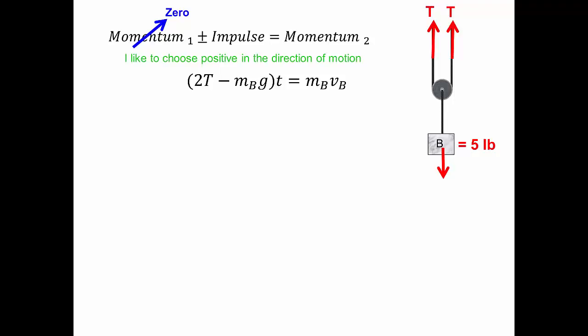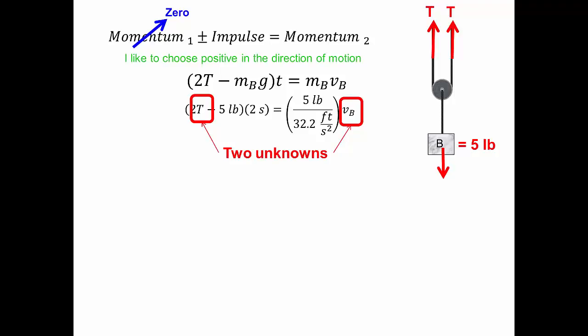So we have a final momentum of block B, which is the mass of B times the velocity of B. If I plug in what I know, I'm left with two unknowns, the tension of the cable and the velocity of block B. So we have to look at another part of this problem in order to solve it.